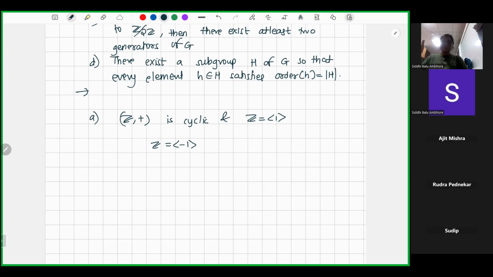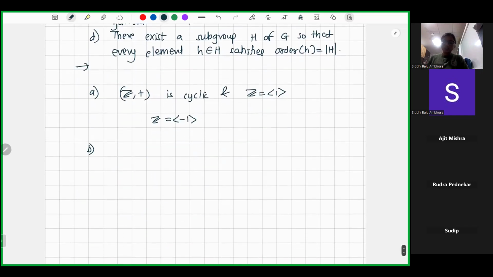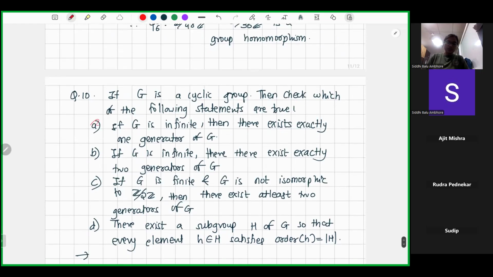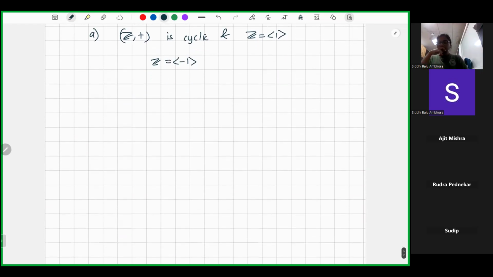The moment it is infinite, we will see the third part also. The second part says there exist exactly two generators. Why? The first one is not true because minus 1 is also a generator of Z. Try to understand that. Because Z is what? Multiples M into 1 such that M is in Z, and this is M into minus 1, M in Z. Both these sets are equal. You can check.